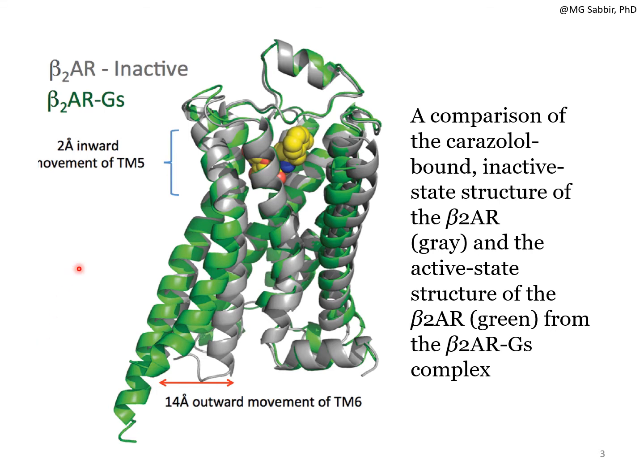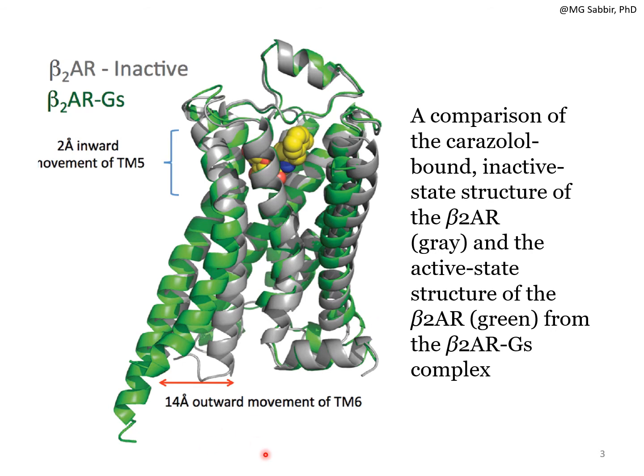So finally, by adopting these multiple approaches or strategies, the inactive and the active states of the beta-2 adrenergic receptor were revealed. Now this figure is showing a comparison between the inactive beta-2 adrenergic receptor and the active ligand-bound beta-2 adrenergic receptor. The inactive state structure is shown in gray color, and the active ligand-bound state is shown in green color. Both these structures were superimposed to show the relative shift in the conformation following agonist binding.